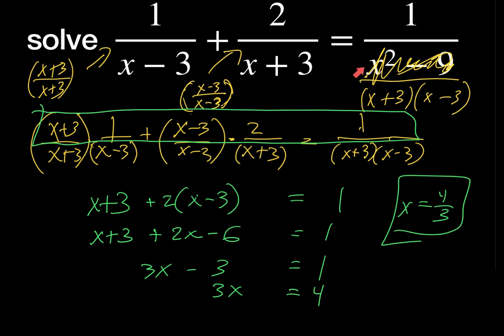Recognizing difference of squares, factoring, finding the common denominator, that's fractions, and then when I have all the same denominators with an equality, that means the numerators are the same. Boom, boom, boom. Solve the equation.